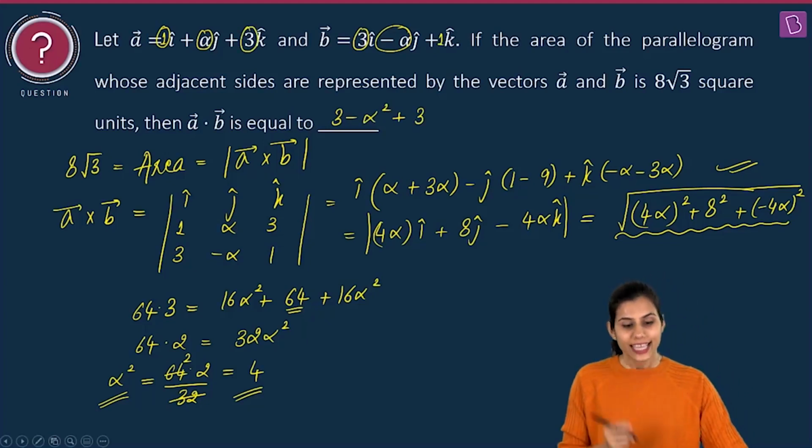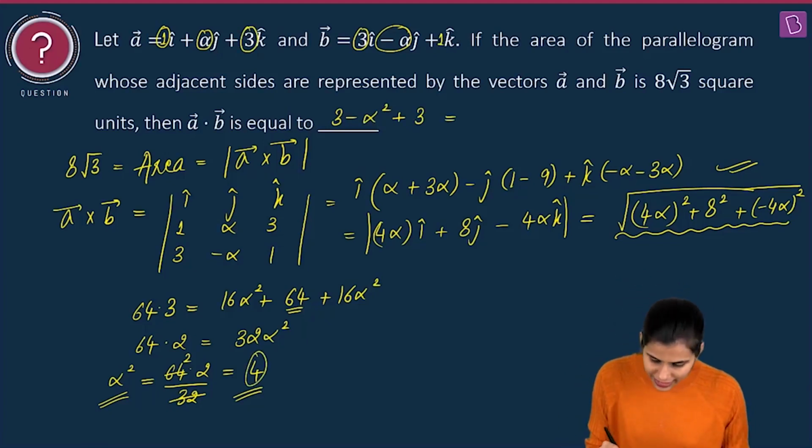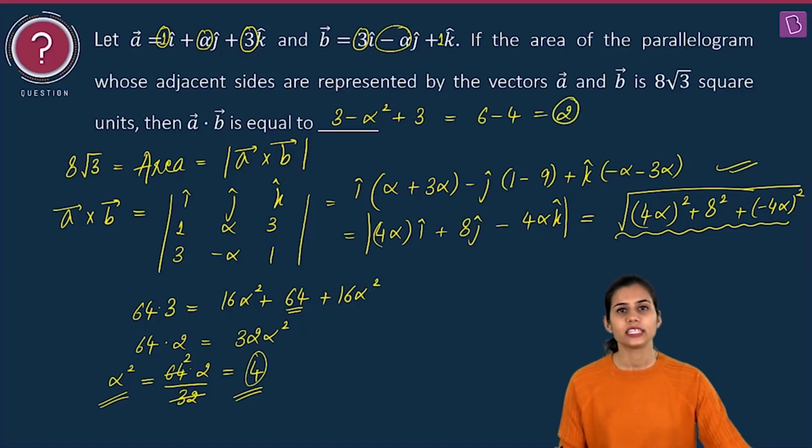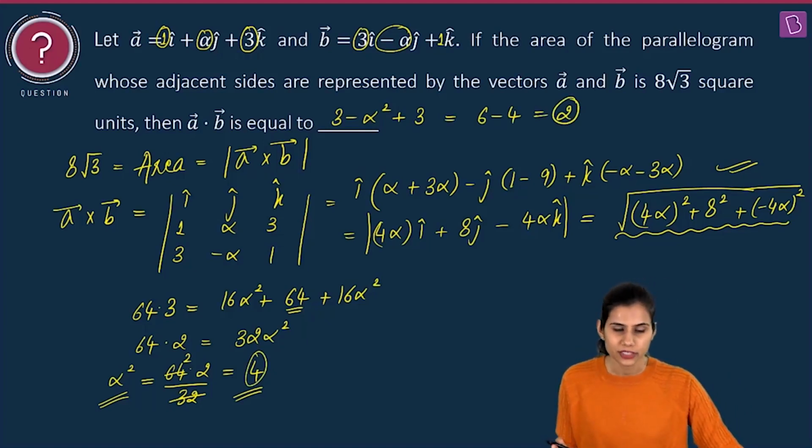3. Can you see? In A dot B, you can clearly make out the presence of alpha square, which we just computed as 4. So plug in this as 4, you get 6 minus 4, that is 2. Your final answer is 2. The only concept required here was the area of the parallelogram whose adjacent sides are A vector and B vector. Direct formula? Yes, and after that, A dot B, how to compute. That's it. You were able to sail through this question with the answer 2 finally. Got it?